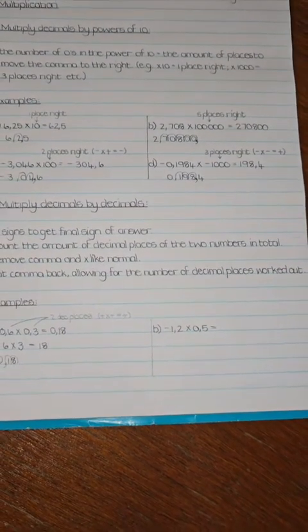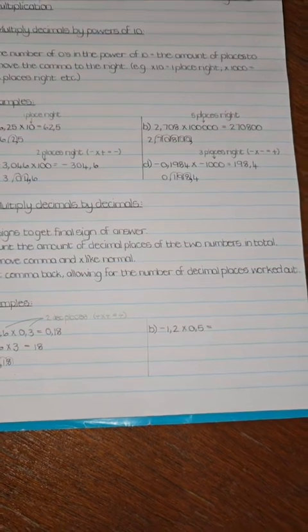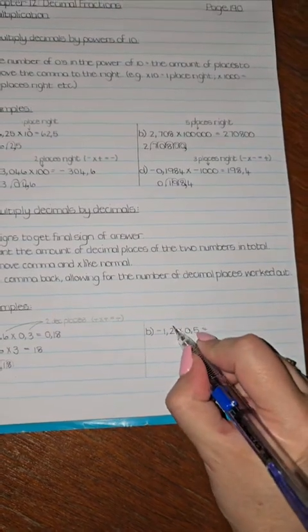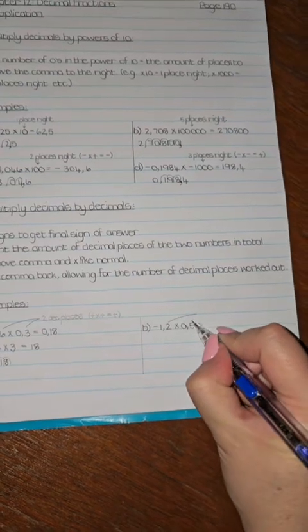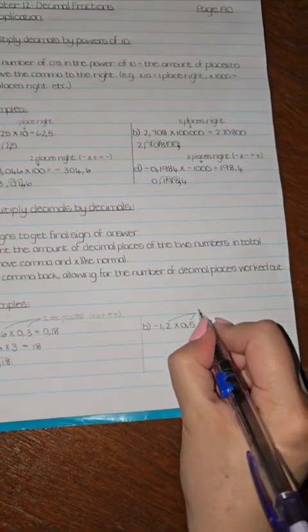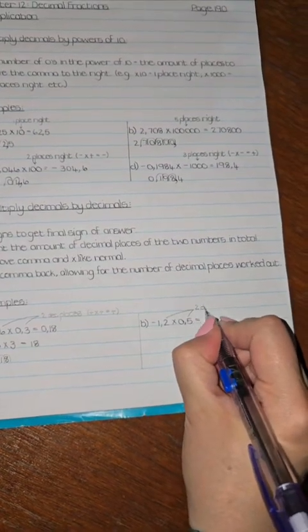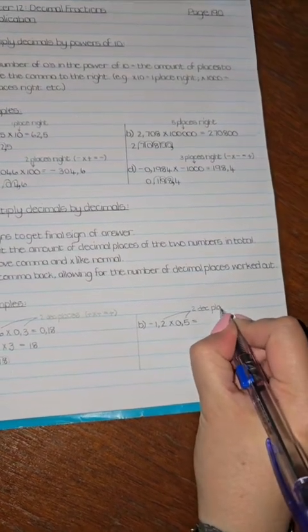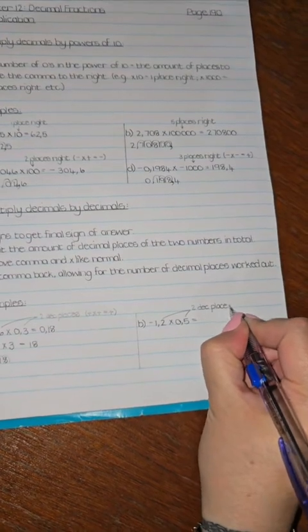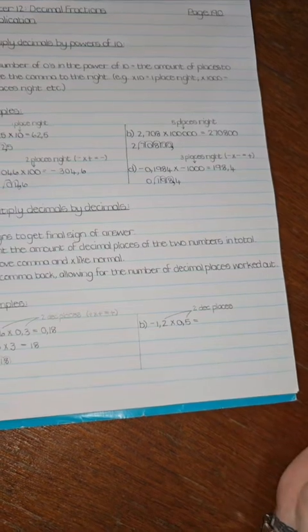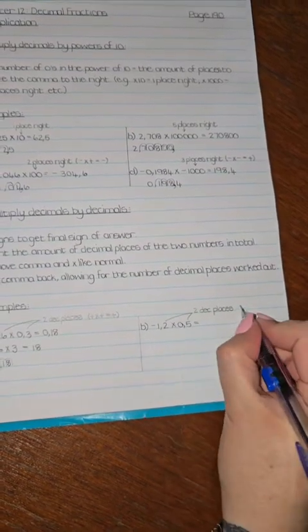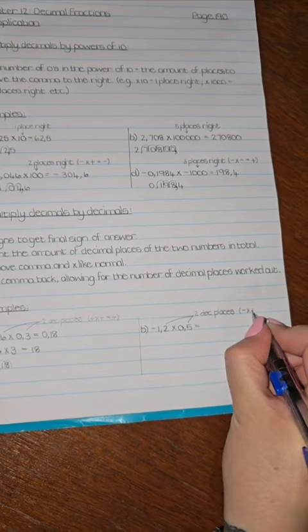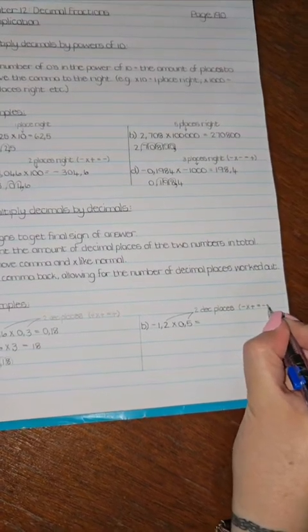Here we have negative 1,2 times 0,5. So the first thing we do is we count the amount of decimal places. There's 1 and another 1, which means we have 2 decimal places. And that is what we are going to remember when we put the comma back into our answer. We look at our signs and we can see a negative times a positive. The answer will be negative.